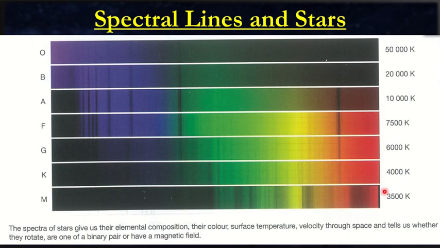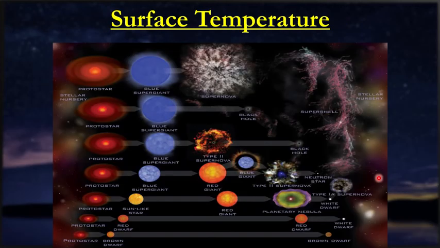But all you need to know for now is the higher the temperature, the more blue light you'll see, and the lower the temperature, the more towards the red spectrum you'll see. What we do know as a fact is the red colors symbolize lower temperatures and smaller stars. The blue color symbolizes a higher temperature and a larger star. Okay, so there we have that.